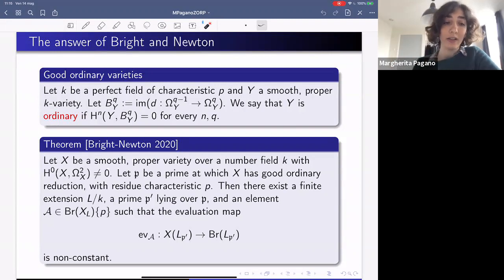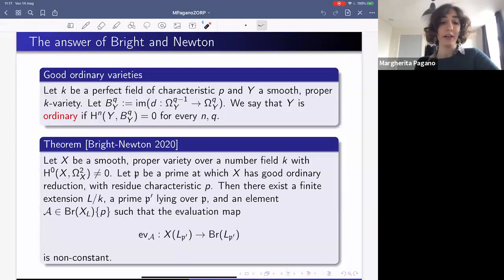So they have proven that if we start with a smooth proper variety over a number field, such that there is at least one non-trivial global 2-form on X, and if we pick a prime, this Gothic p, so it's a prime at which X has good ordinary reduction, and I will denote by this normal p the residue characteristic of Gothic p, then there exists a finite extension L of our field K and a prime p' lying over p, and an element in the Brauer group of the base change of the variety to L, which, I mean, has order a power of p, such that the evaluation map associated to this element from the L_{p'}-points of X to the Brauer group of L_{p'} is non-constant.